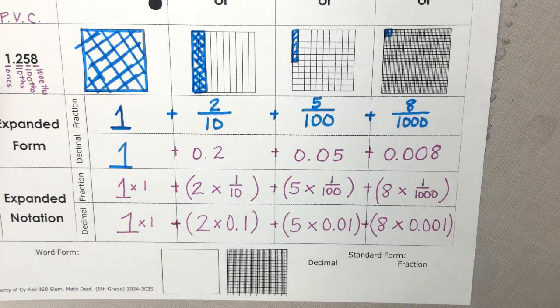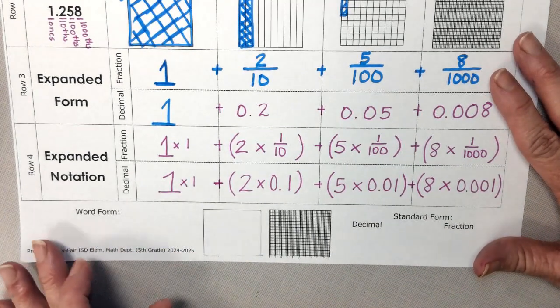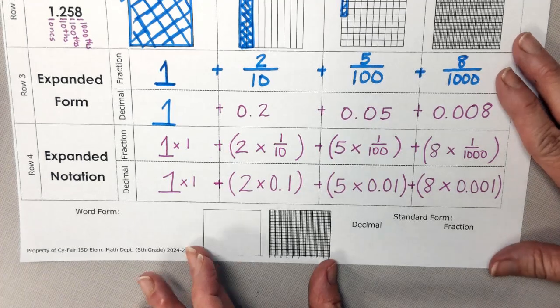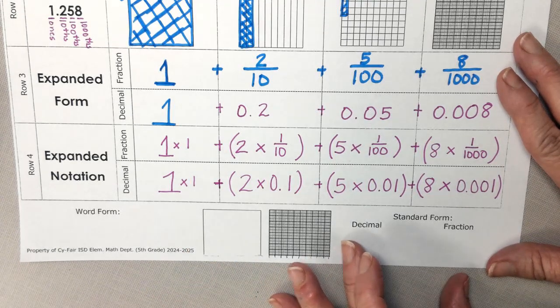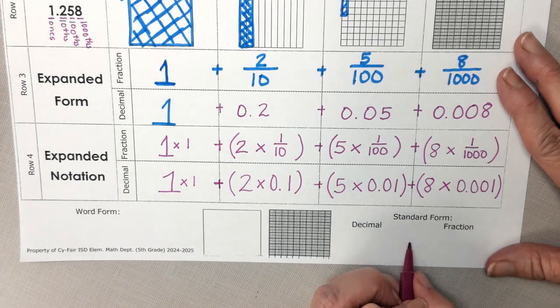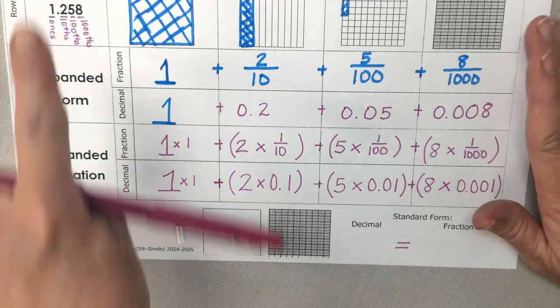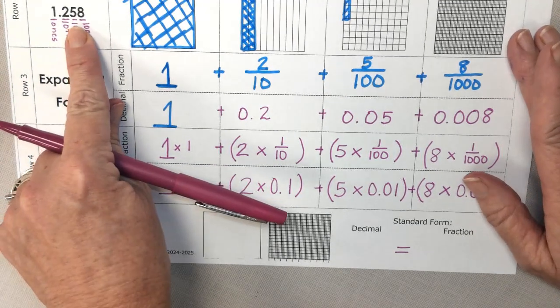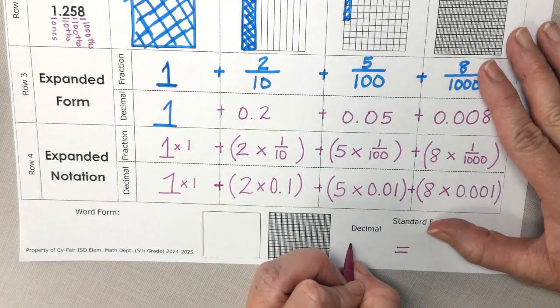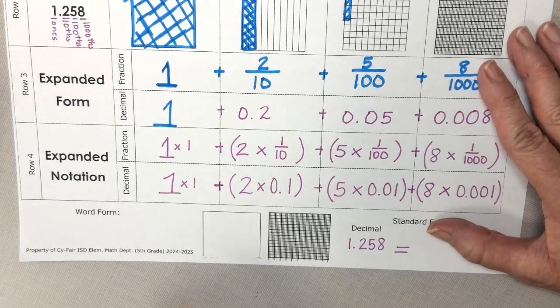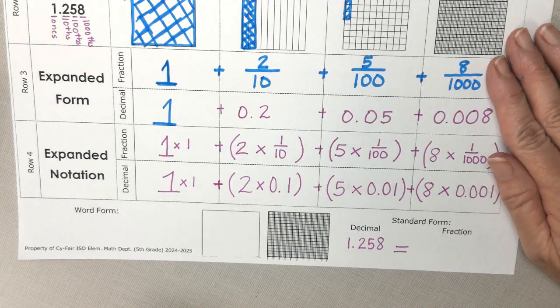Now that we've decomposed this all the way, we're going to put it all back together. We're going to write the word form. We're going to layer up our model. And then we're going to talk about how the decimal and the fraction are equivalent. What does the word equivalent mean? It means equal. So if I steal my decimal from here at the top, I would just write 1 and 258 thousandths, just like that.